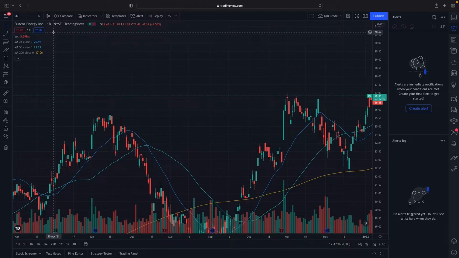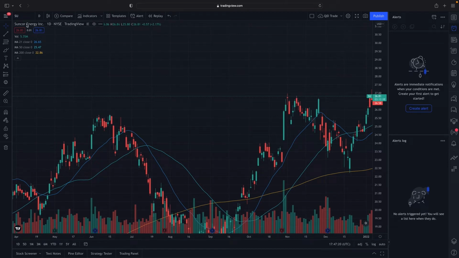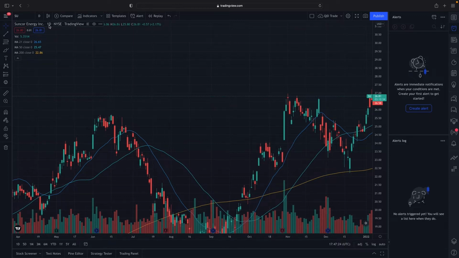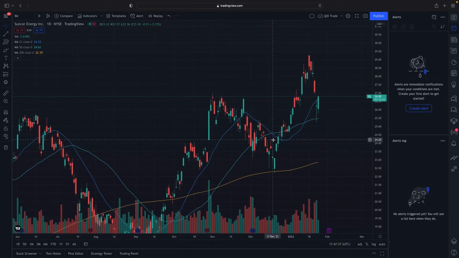I expect oil and energy to go higher as we continue to see inflation, as well as the energy crisis in Europe. And then now there's tensions in Kazakhstan, as well as Russia and Ukraine, which Russia does supply a lot of energy to that part of the world. So what we're going to do is look at Suncor Energy, which I believe is based out of Canada. Canada has a lot of resources that they export. So that's who I'm invested in.